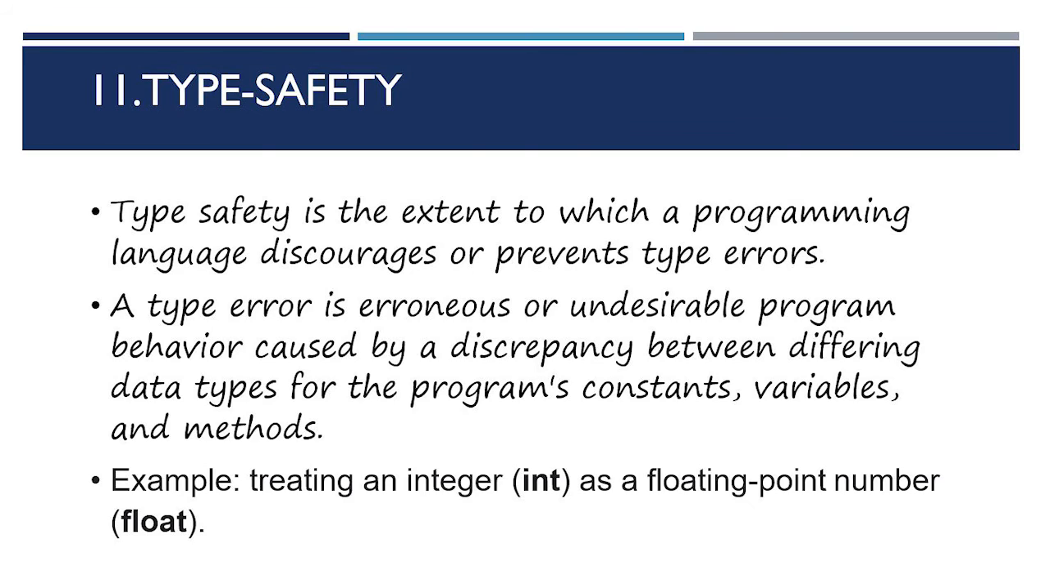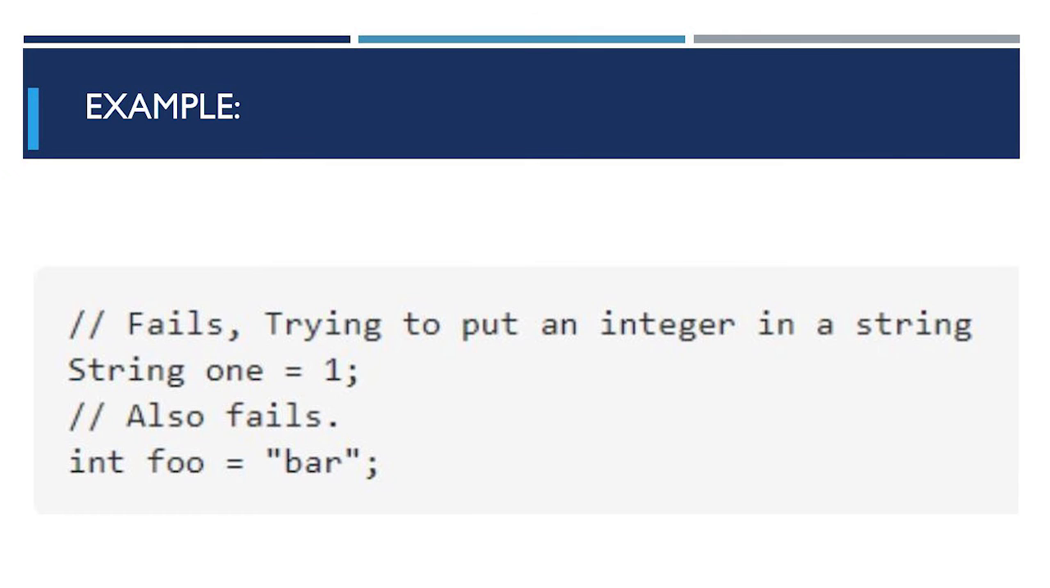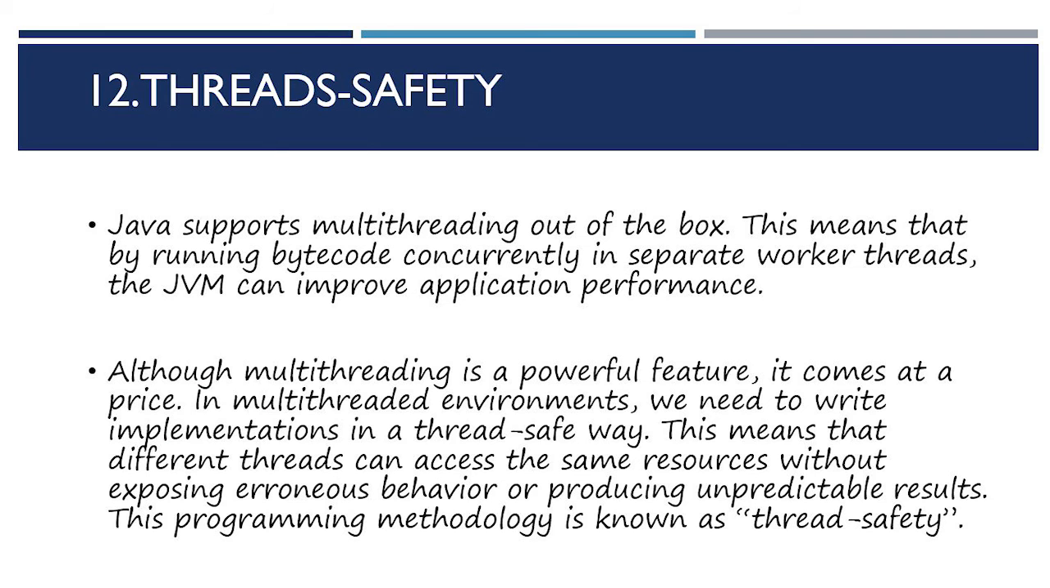So what does type error mean? Type error is an erroneous or undesirable program behavior caused by a discrepancy between differing data types from the program's constants, variables, and methods. So, for example, treating an integer as a floating point number. So we'll see a very simple coding. This is a very simple coding. It shows that the integer is being assigned to type string, which is wrong. So we'll move on to the next one, which is number 12.